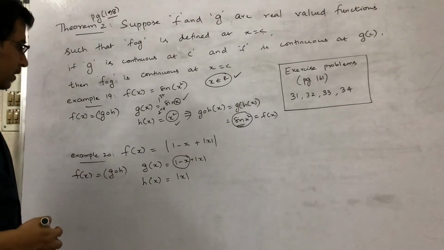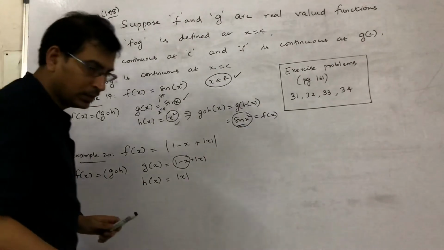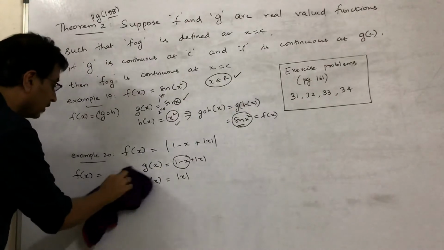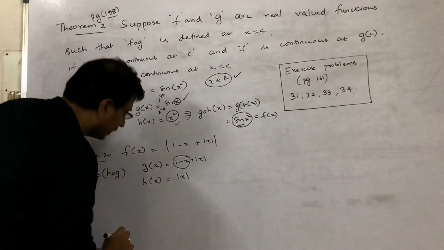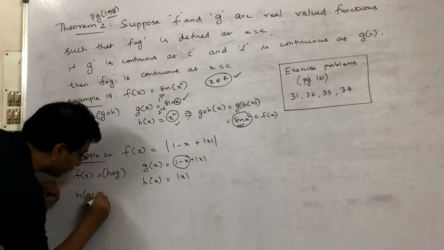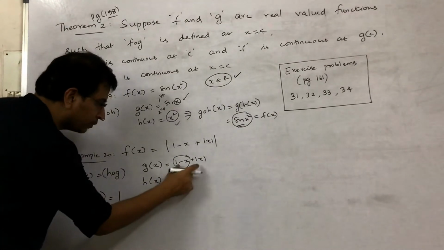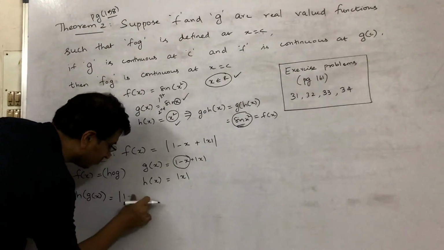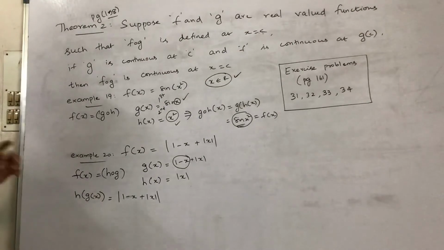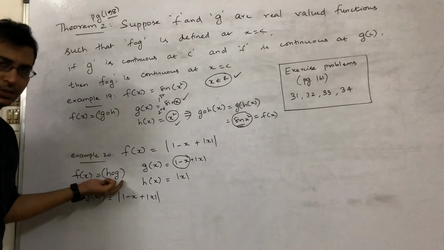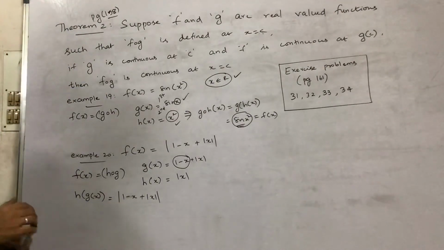I'm sorry, I'll write this as h circle g. Then what is h of g of x? So h of g of x is already mod x, so mod of, in the place of x, I need to substitute this 1 minus x plus mod x. I'm sorry, I made a mistake. It is not g circle h, it is h circle g. So I'm writing it as h of g of x, mod of 1 minus x plus mod x.